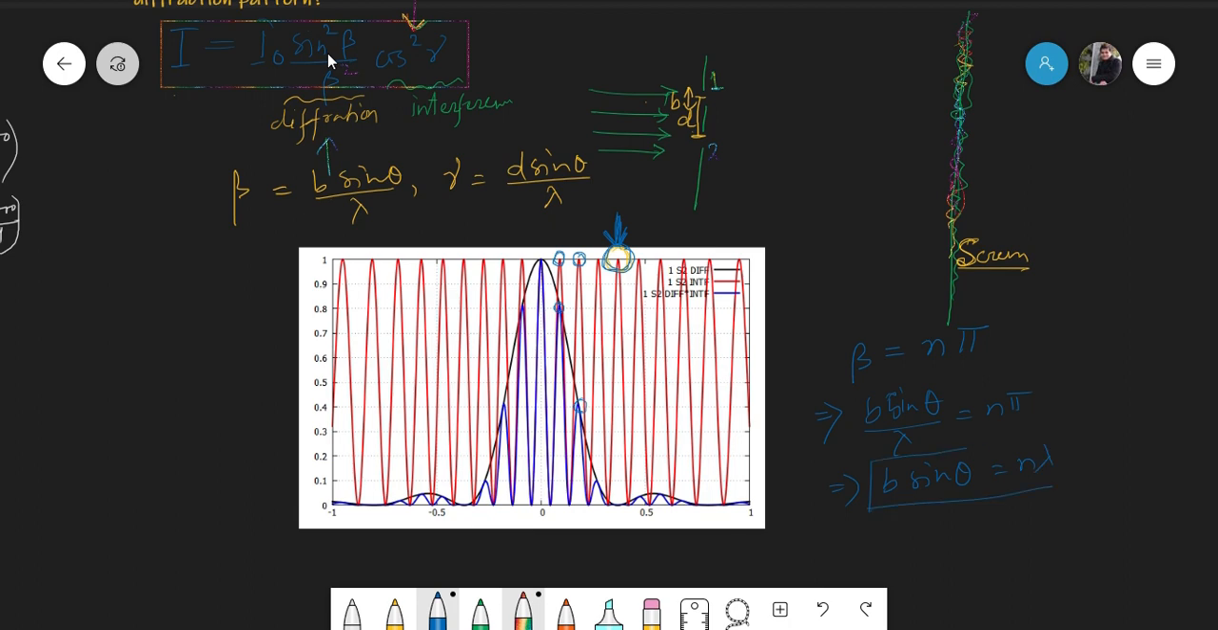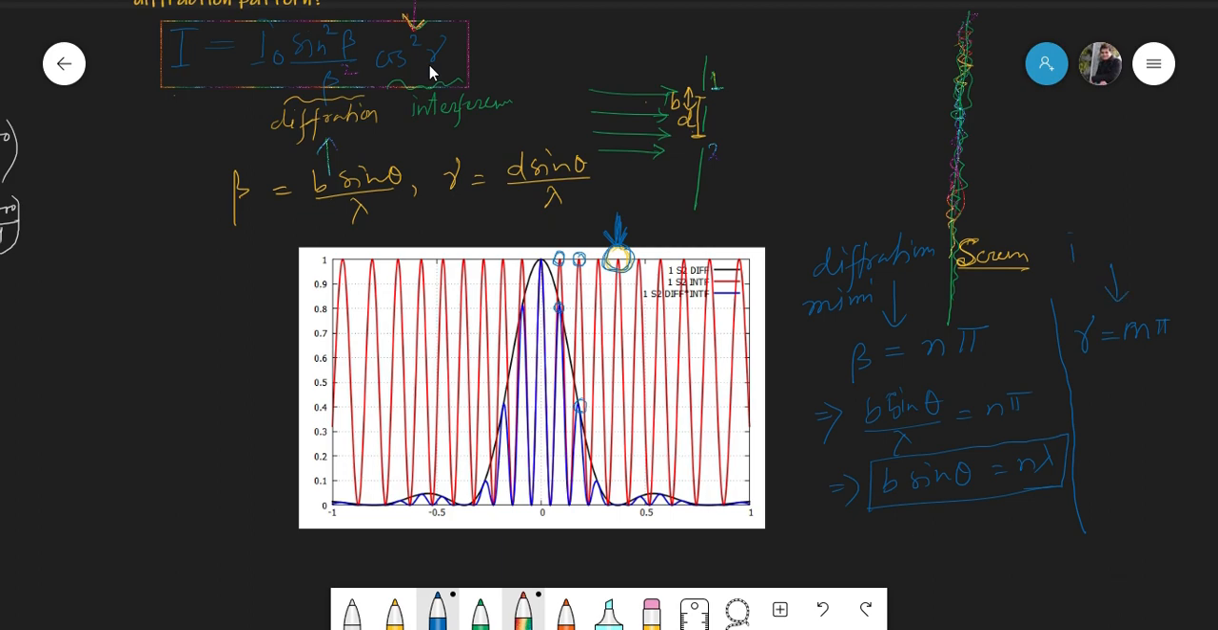So this is the condition for diffraction minima. What is the condition for interference maxima? This gamma should be equal to n pi. So gamma is equal to n pi. And let's say it's m pi, another index. So this is the condition for diffraction minima.